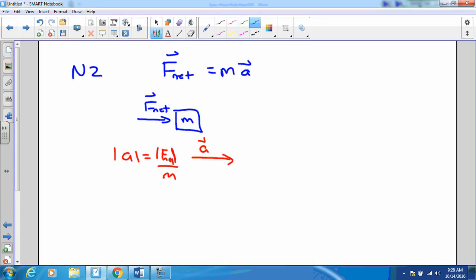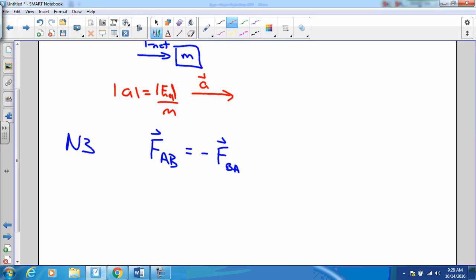So Newton 1 and Newton 2 really tell us about the net force. Newton 3 is a little different. Newton's third law is going to be a law about the creation of free body diagrams. And that law is this: the force that A exerts on B is always equal but opposite to the force that B exerts on A.